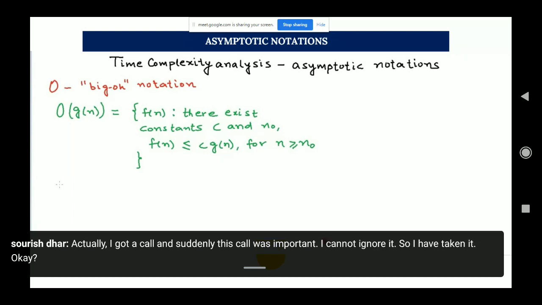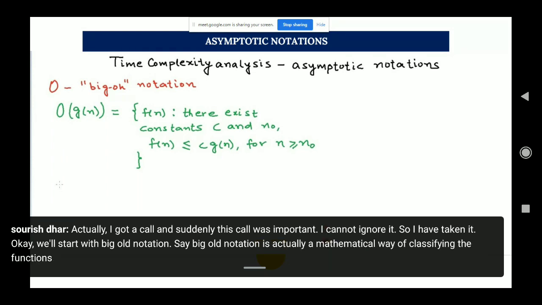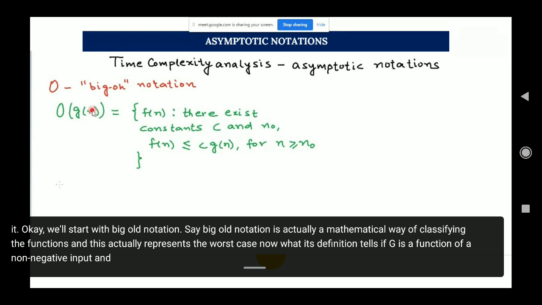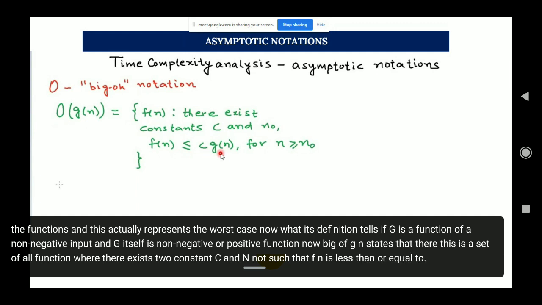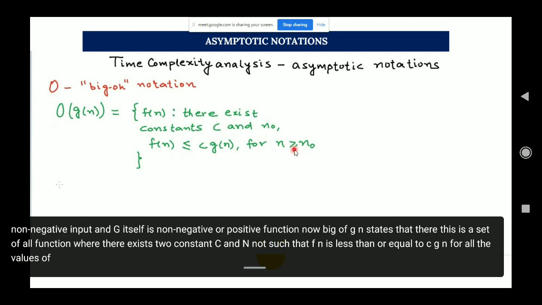Okay, we'll start with big O notation. Big O notation is a mathematical way of classifying functions, and it represents the worst case. Now, its definition says: if g is a function of a non-negative input and g itself is a non-negative function, then big O of g(n) is the set of all functions for which there exist two constants c and n naught such that f(n) is less than or equal to c times g(n) for all values of n greater than or equal to n naught.